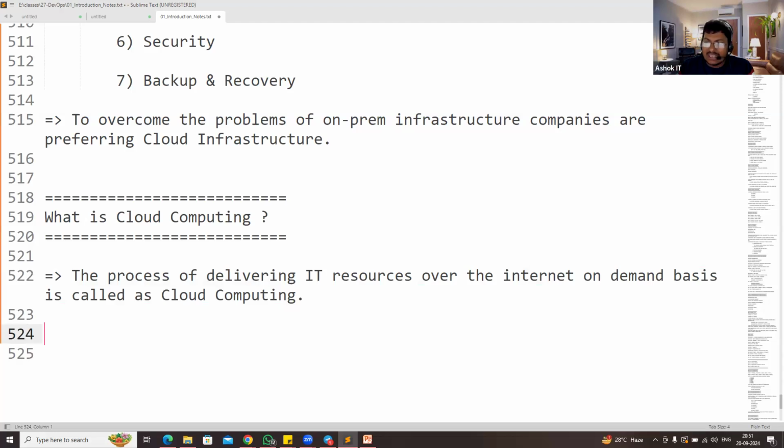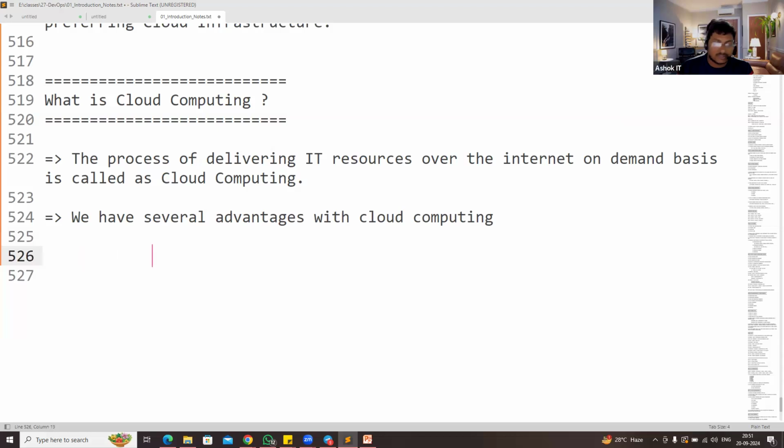So what are the advantages available with cloud computing? We have several advantages with cloud computing. What are those advantages? The first advantage is no investment.